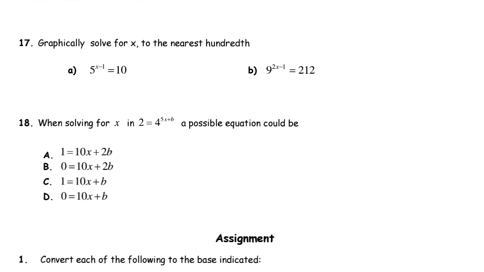Okay, for this next question, they want us to solve graphically for x to the nearest hundredth. So we've got 5 to the x minus 1 equals 10, and 9 to the 2x minus 1 is equal to 212. We're going to come back to this screen in just a moment. First, I'm going to transfer over and show you how this would work on a calculator.